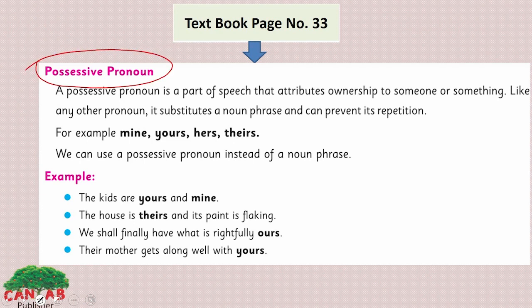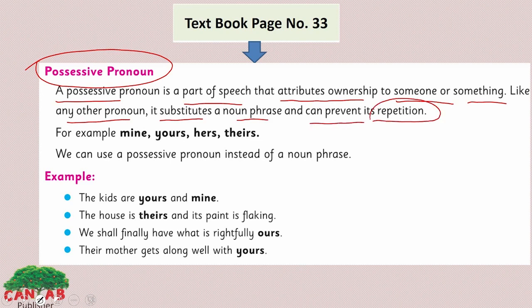What is a possessive pronoun? A possessive pronoun is a part of speech that attributes ownership to someone or something. Like any other pronoun, it substitutes a noun phrase and can prevent its repetition. I told you that when we avoid repetition of a noun, we use a pronoun. And what is possessive? Possessive shows the ownership to someone or something.